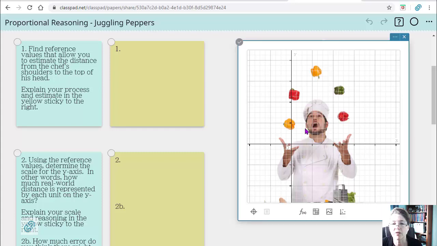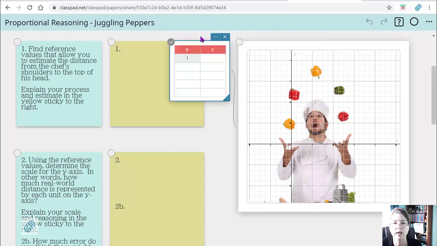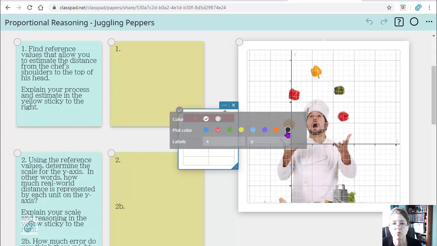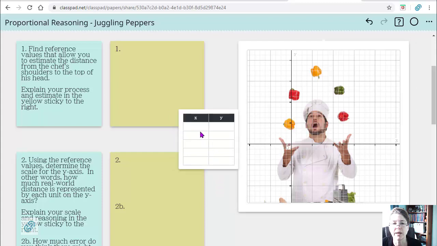So the first thing they're asked to do is find some reference points here, and they can do that. So we're in a graphing sticky here, and this little image right here lists some plot points. So they can just pull up a point thing, and maybe we want to change the color of the point so that they stand out a bit more here. And so it says, put some reference points on here so that you can figure out how tall or how far it is, the distance from the chef's shoulders to his head, the top of his head. So there's a lot of decision that has to come in here.